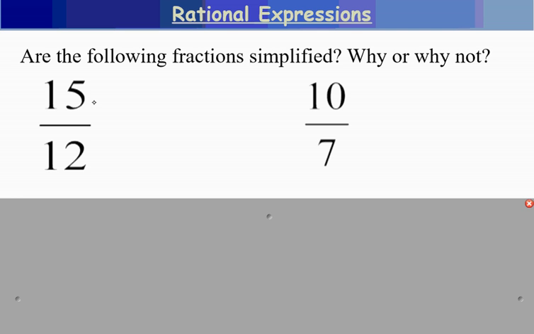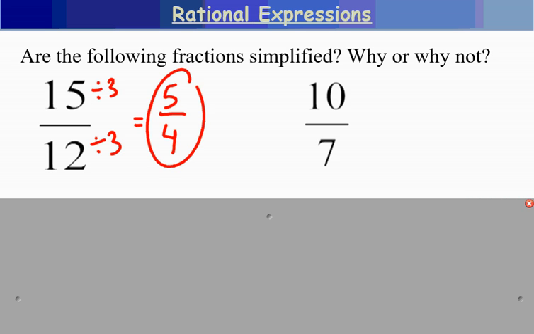So are the following fractions simplified? Why or why not? Well, the first one is not, because I could divide both top and bottom by 3. If I divide by 3, I'm going to end up getting 5 over 4. Then I would say 5/4 is simplified because 5 and 4 have no common factors. 10 over 7, is that simplified? Yes, because there is no number that goes into both 7 and 10 that I could divide out.